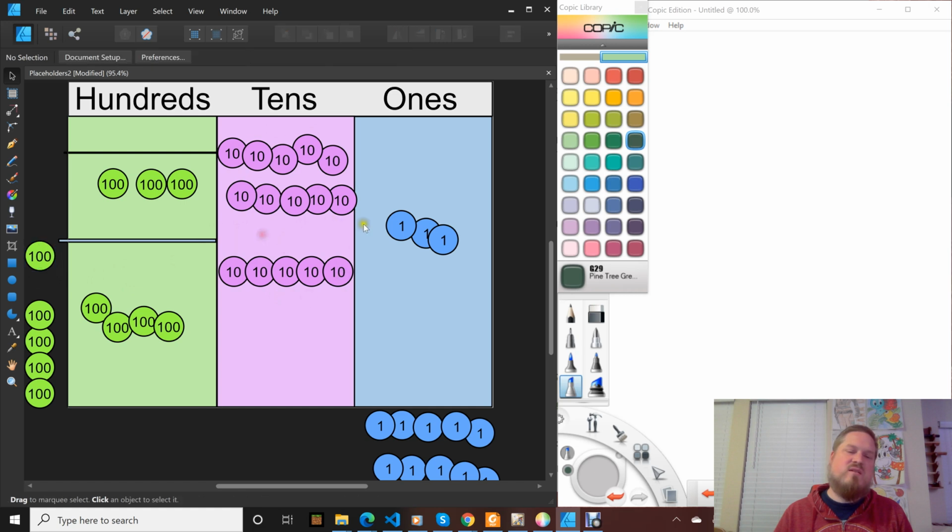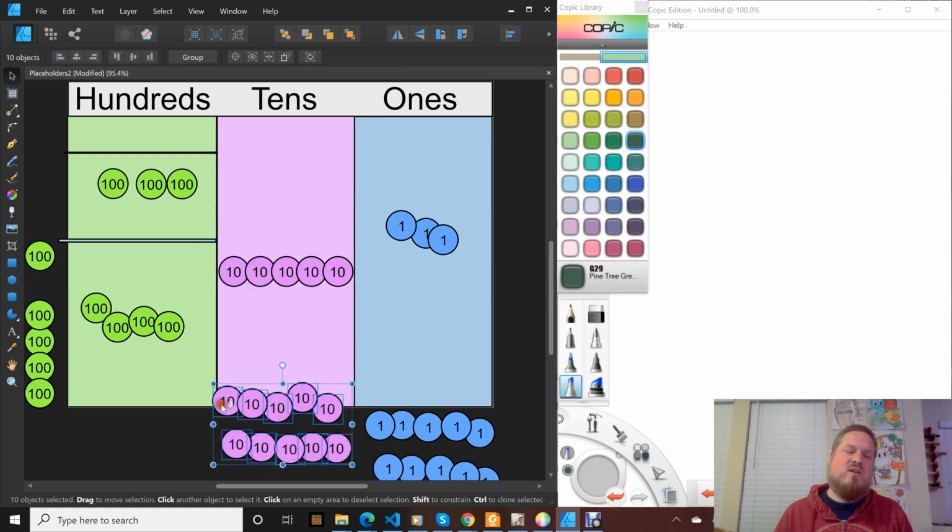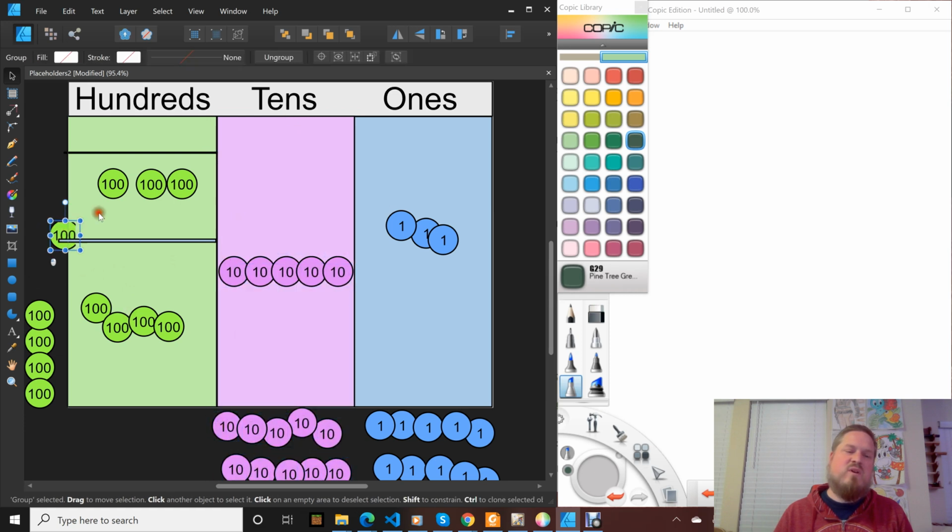1 hundred and 5 tens. So kind of like we do when we trade in poker chips, we're going to take 10 tens and trade it in for 1 hundred. And we're going to put it over here. We have 1 hundred and 5 tens, which was the same as our 15 tens. Does that make sense yet to you?